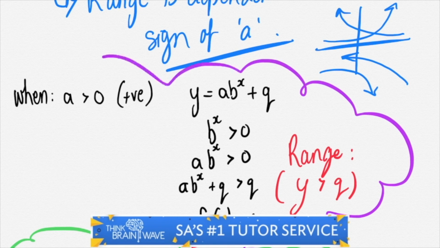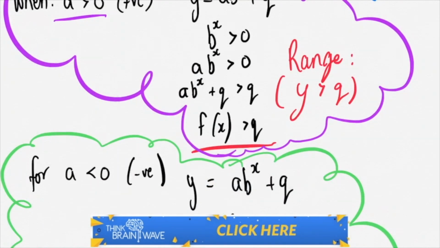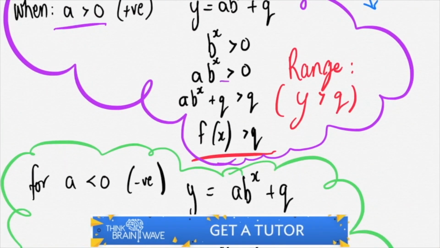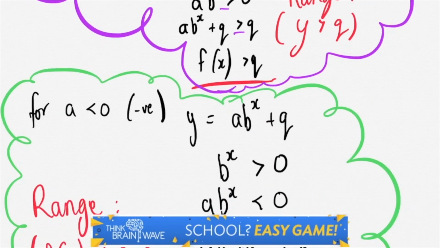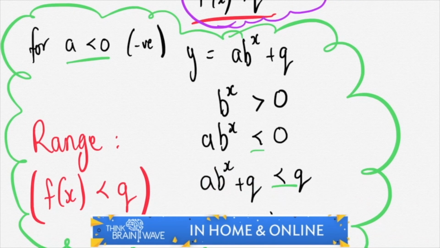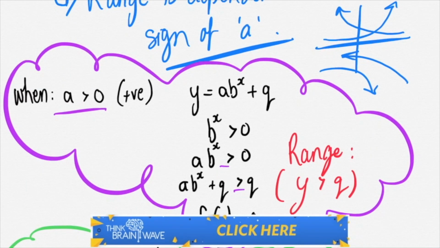So we'll do a couple of examples and you'll be able to see the difference. Just make sure that you remember this kind of rule very well. So when a is positive, you need to have y be greater than q. Just check for that. And then when you've got a negative, you need to say that y is less than q. And that's your range. Easy game.